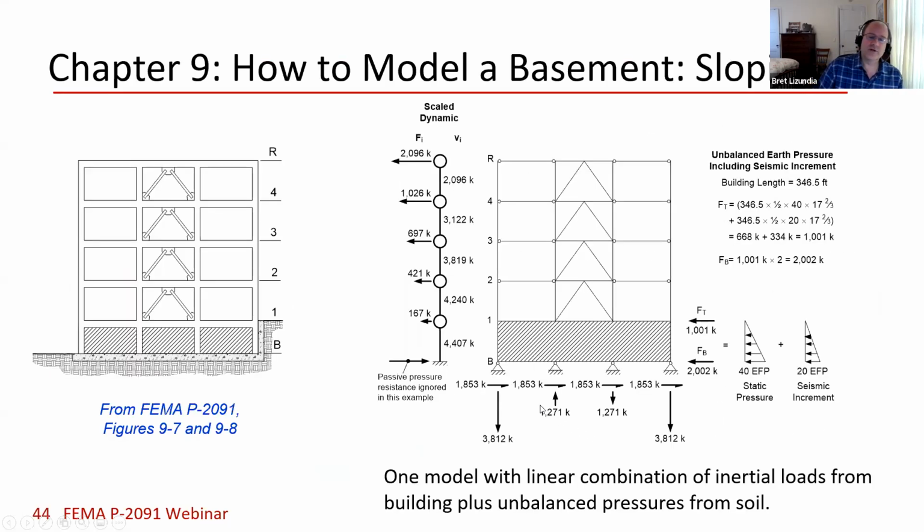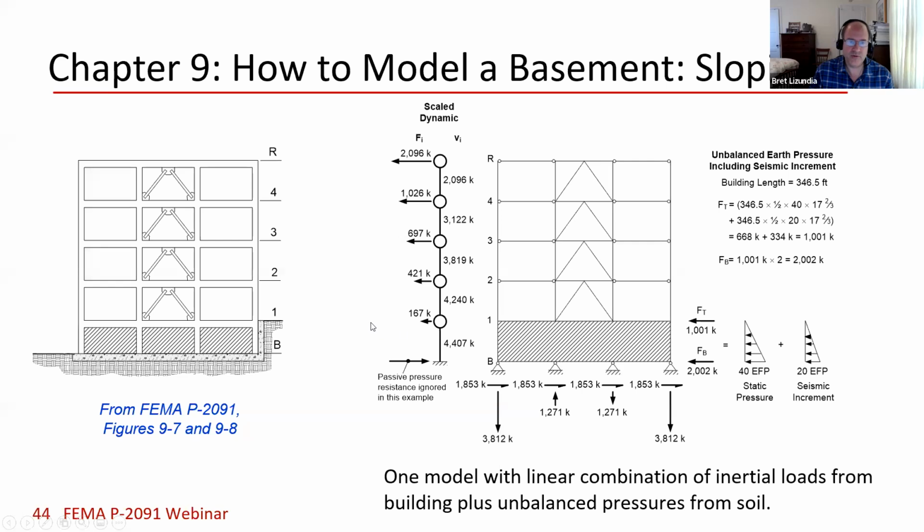If we had a sloping site, and this is a sloping site where we model it as this full height single model, and do the work that we had before. And then we linearly combine that with the pressures that the unbalanced soil is putting on the right. So there's a static pressure and a seismic increment or a dynamic increment. It goes by different names, and your geotechnical engineer will be giving you these values and telling you how to combine things and apply them.